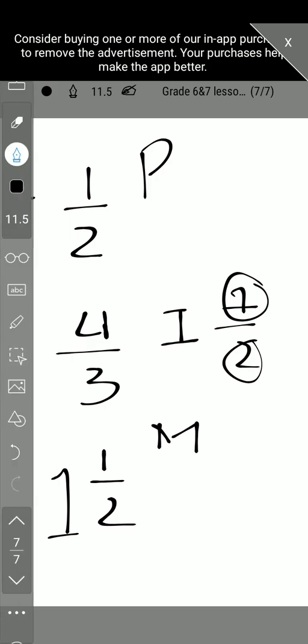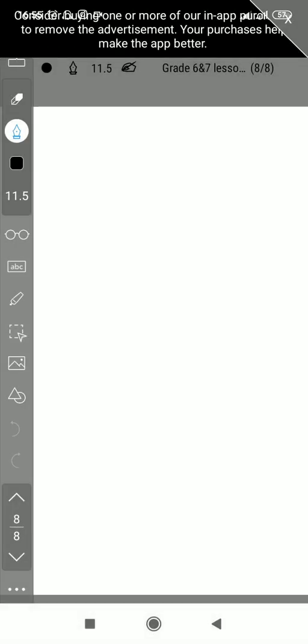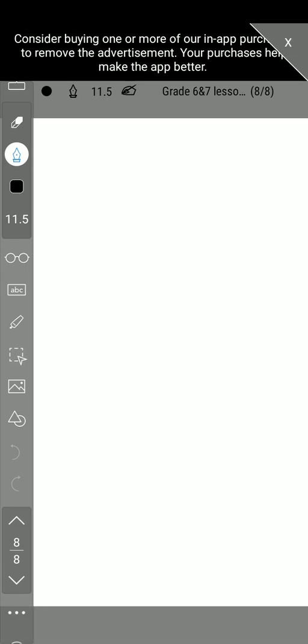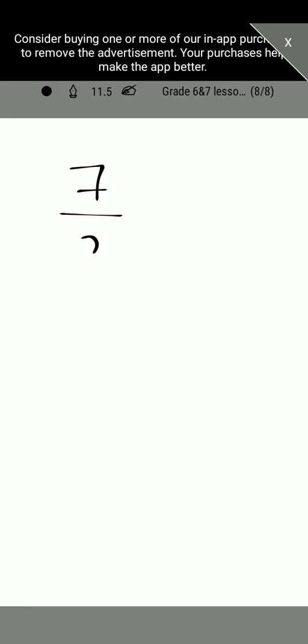Okay, so we are going to learn today how we can convert an improper fraction to a mixed number in a short method. If you have 7 upon 2, first we'll see that 7 and 2 do not have any common factor, so we will divide it and then you will find the answer in mixed number.